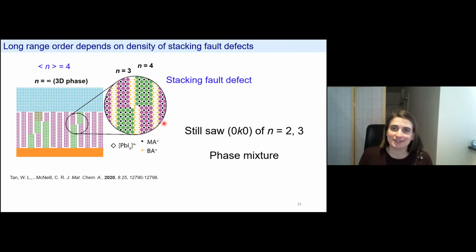Interestingly, you can get peaks from the signature phases, but you can still have a phase mixture. This was a study by the McNeil group of stacking fault defects, which, as the name suggests, is when the perovskite does not stack like it's supposed to. You see the spacer cations here have the zigzag. Here you have 4 layers, 4 octahedra. Here you have 3. And this is not good, right? What they wanted was an N4 phase. So they obviously have a phase mixture, but they still saw OKO peaks corresponding to N3. And you can see here in the cartoon that they have a good long-range order of the N3 phase.